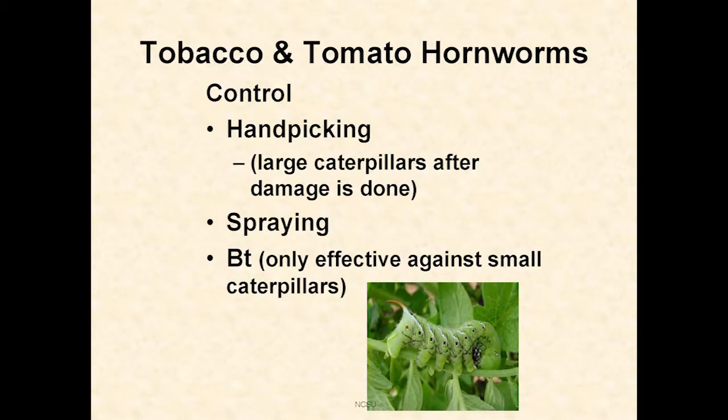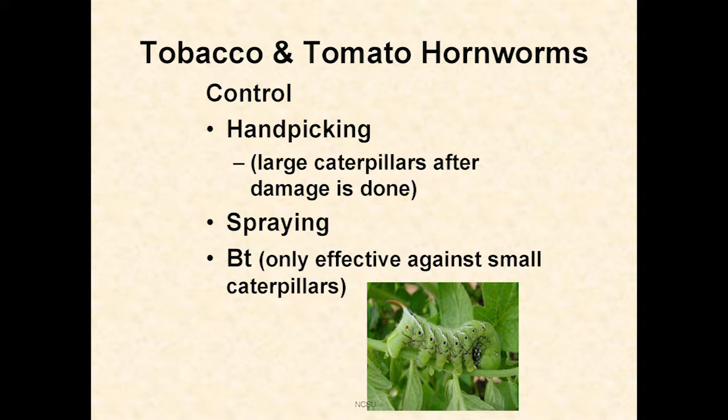Okay? So what do you do about tobacco hornworms? Most of you are able to get by on hand picking on the few years that they do show up. You could use spraying if you had a lot of them. The problem is the insecticides are not going to work well on the 4-inch long caterpillar that's easy to see.